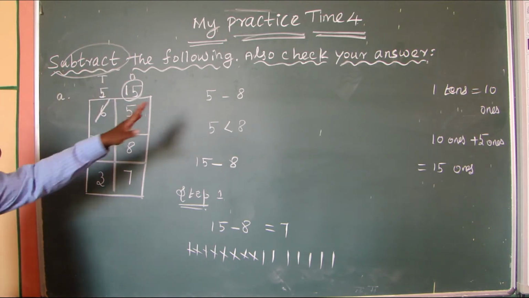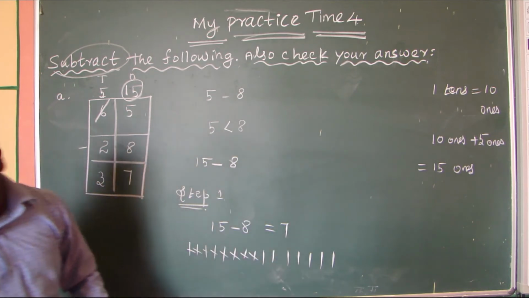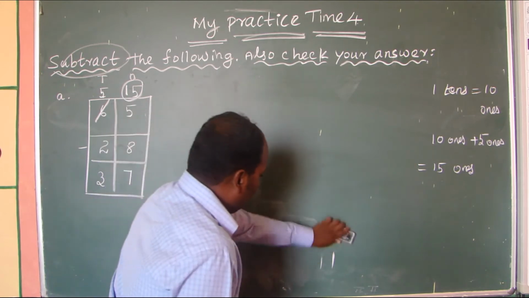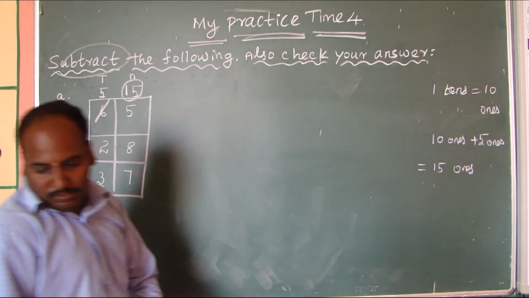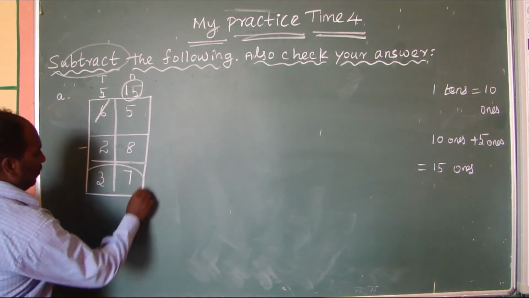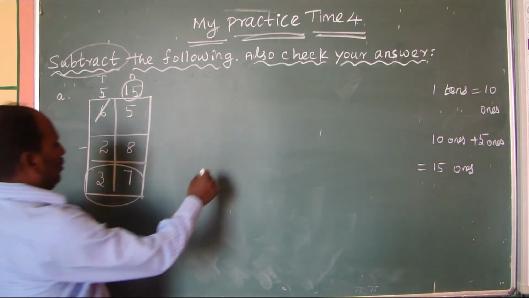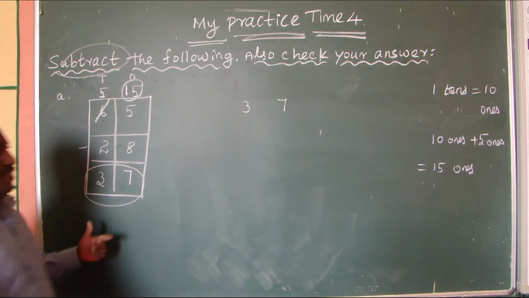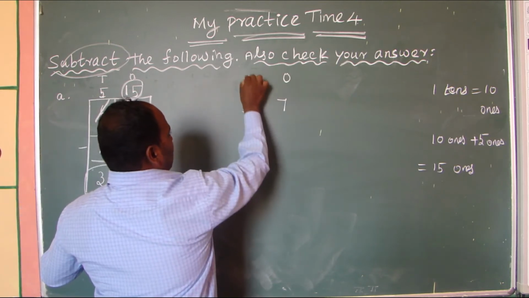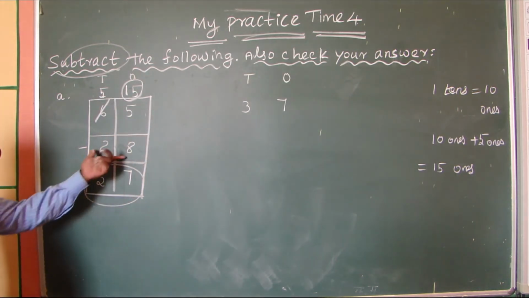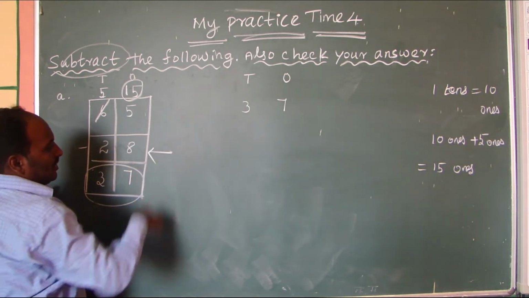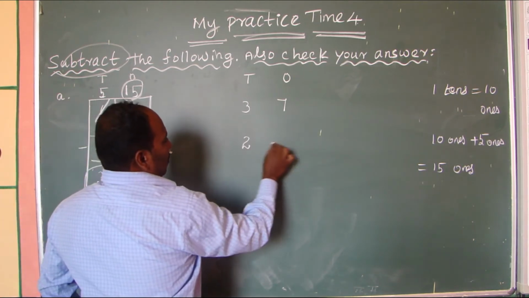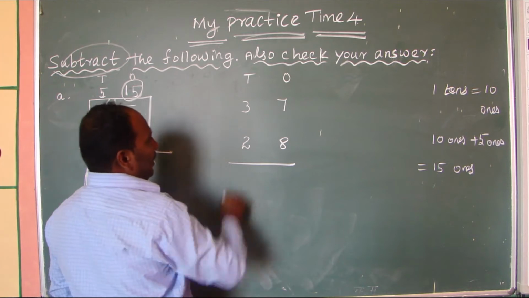Subtraction finished. The next one. Also check your answer. We check our answer. We take the answer part from the sum, 37. Our answer part is 37. Next we take the second part, 28.